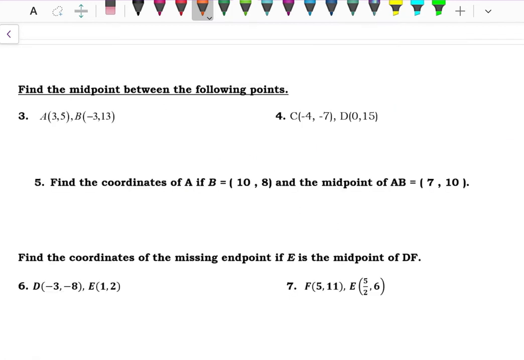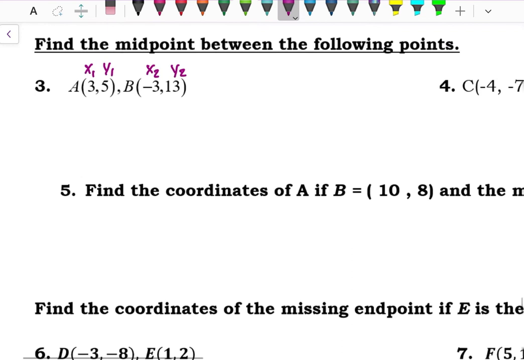Let's find the midpoint between these points. Again, first label x1, y1, x2, y2. I'm going to zoom in. Set it all up. First we add our x1, so 3 plus -3. I'm going to put the -3 in parentheses so that negative stays separated for a bit, over 2. And then y1, 5 plus y2, which is 13, over 2.